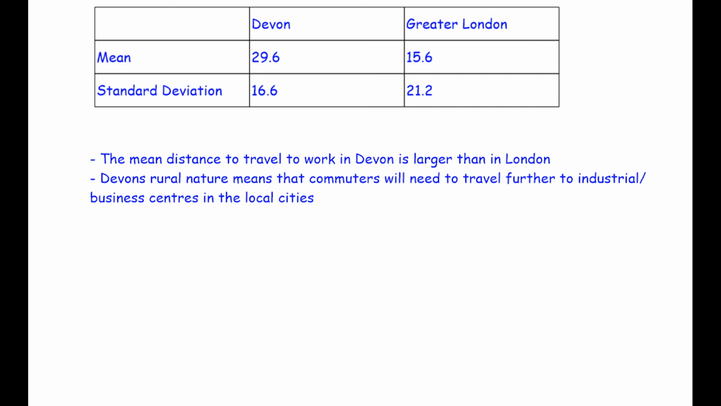And looking at the standard deviations, we can see that London actually has a greater standard deviation than Devon. And a reason for this may just be that the commuters at the Greater London train station just have a higher variability of distances that they'll be travelling. So they're not all travelling to similar places or places that are a similar distance. Some are going very short journeys, some are going quite further journeys.